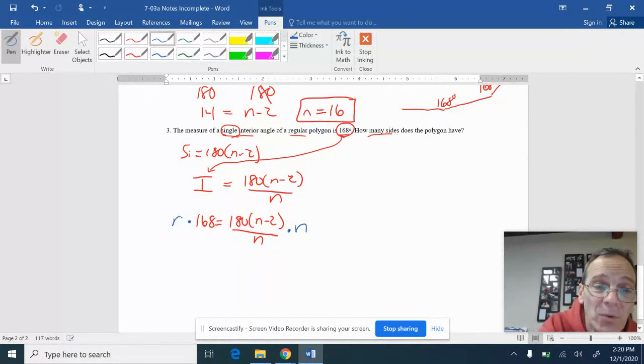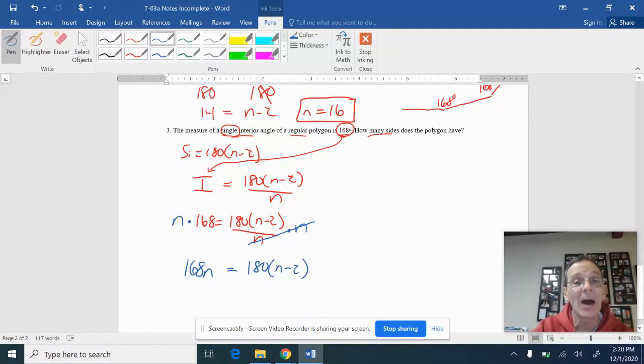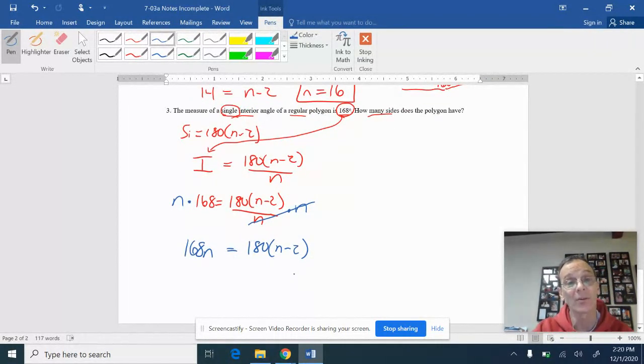I don't know how many of you would think of doing this. You want to get this n here out of that denominator. And you're going to multiply both sides by n to do that. Okay. The result now, n times 168 is 168n is equal to, and you still have this 180 times n minus 2. Now is the time for distributing the 180. We don't want to divide both sides by 180 because this is not a constant number here. It's 168n. Okay, so we really do need to distribute the 180 now.